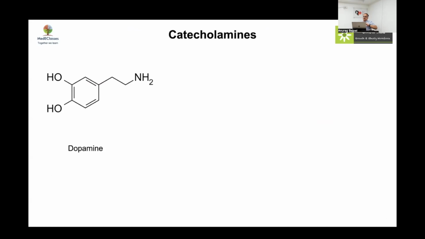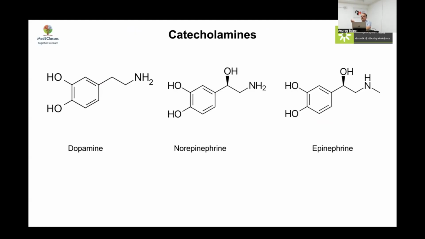Pathophysiology: when we say catecholamine, what does the word catecholamine mean? Basically, this ring is known as a catechol ring. It is an amine that has a catechol ring. So these are all amines derived from this structure. When we talk about catecholamines, we are talking about dopamine, norepinephrine and epinephrine.